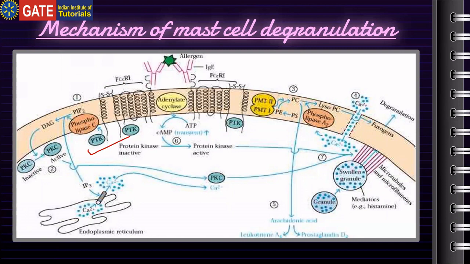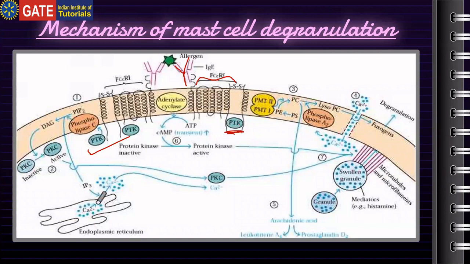This is one pathway, and look into the other. Follow me correctly. Allergen, Fc epsilon R1 receptor. Once it is cross-linked with IgE, the Fc epsilon R1 is going to get activated, and it is the same process. There is no change. It is going to activate the protein tyrosine kinase.